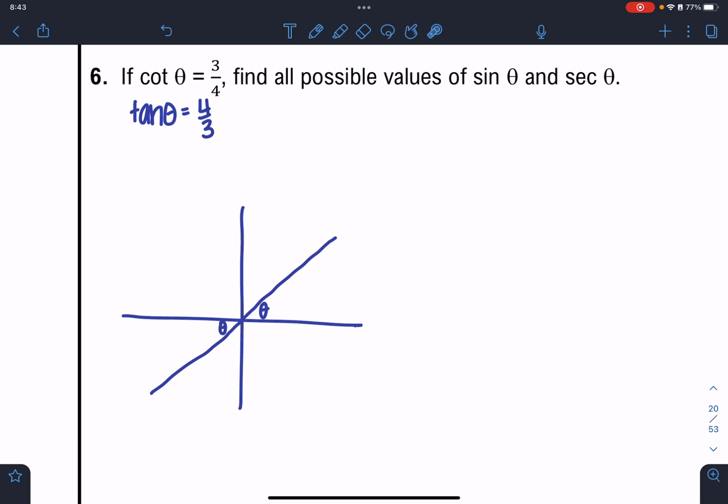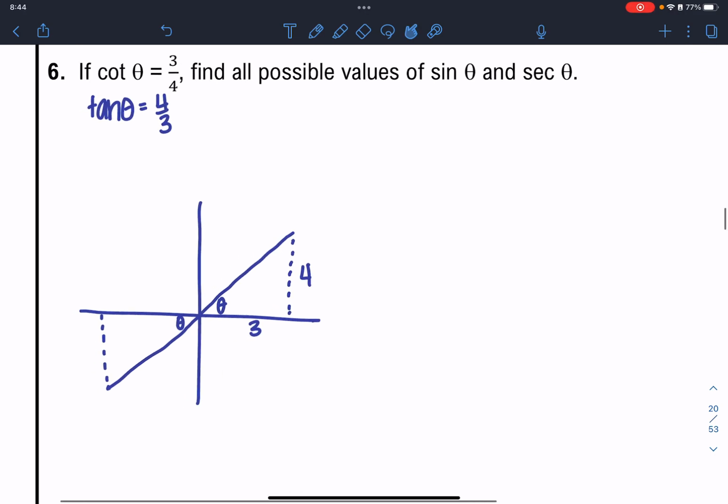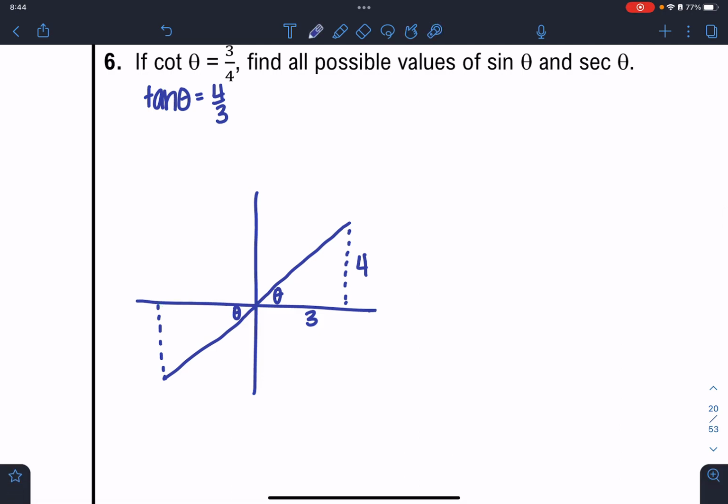So tangent of that is going to be, if we create our little triangles here, opposite over adjacent. So the opposite side, that y value, is going to be 4 over the x value of 3. And I can go the other way too, right? My x value here is going to be negative 3, and the y value is going to be negative 4, right? So I could have either one. Both of these are going to exist, right? Because I have 4 over 3, that's positive. Negative 4 over negative 3, that's also positive. Both of these would work.